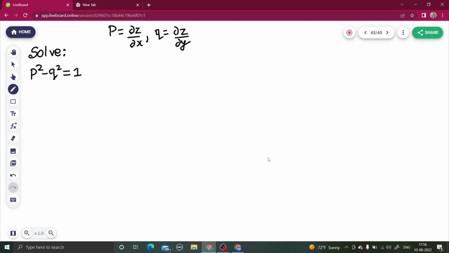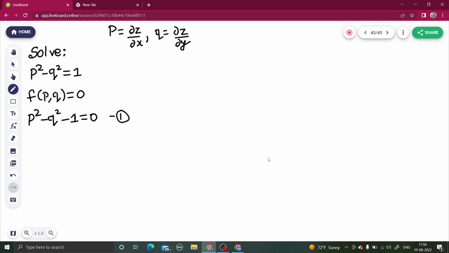Now, how to solve this type of question? Our first objective is to make this a function of P, Q, because this is the first standard form. If you want to use that, you will have to make this format. So how can we do so? Take 1 to the LHS. So P square minus Q square minus 1 equals to 0. You have successfully obtained the standard form, which is P square minus Q square minus 1 equals to 0.